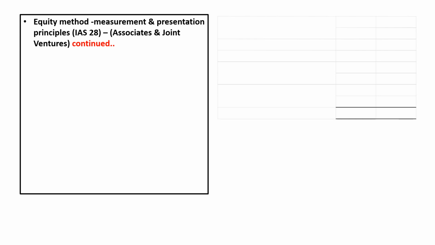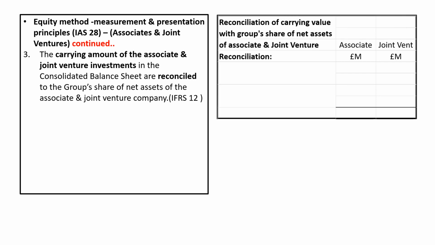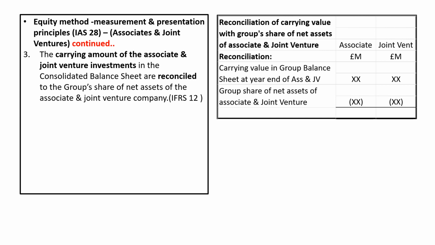The final step in the equity accounting method is the reconciliation process. The carrying amount of the associate and joint venture investments in the consolidated balance sheets are reconciled to the group share of the net assets of the associate and joint venture companies since the acquisition date. In this diagram, you start off with the carrying value in the group balance sheet at year-end of the associate and joint ventures, and we deduct from it the group share of the net assets of the associate and joint ventures, and the difference represents goodwill.